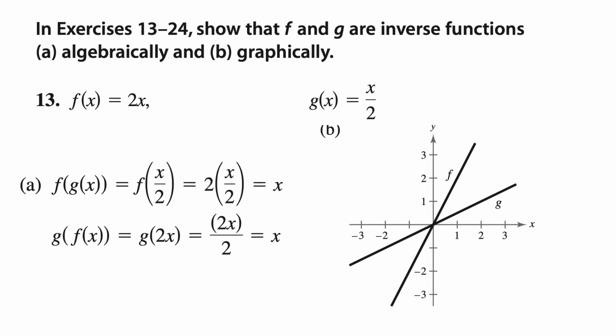Great. Now g of f of x is g of 2x. So what does g of x tell you? Take something and divide it by 2. So you took 2x and divided by 2, and you get x again, so there it is. And if I graph these two, you can see that they are symmetrical with respect to y equals x.